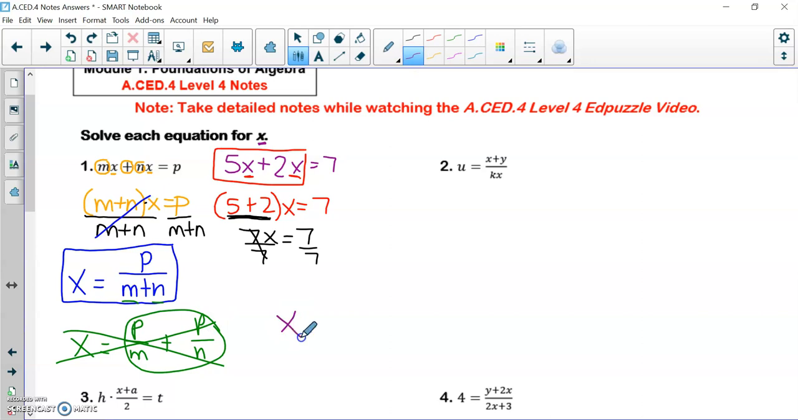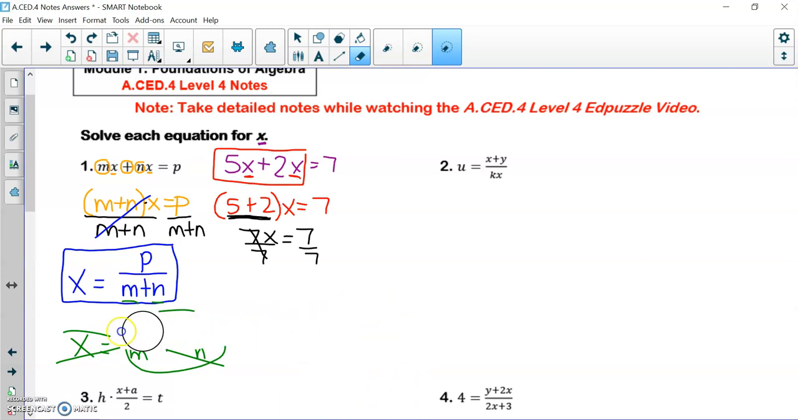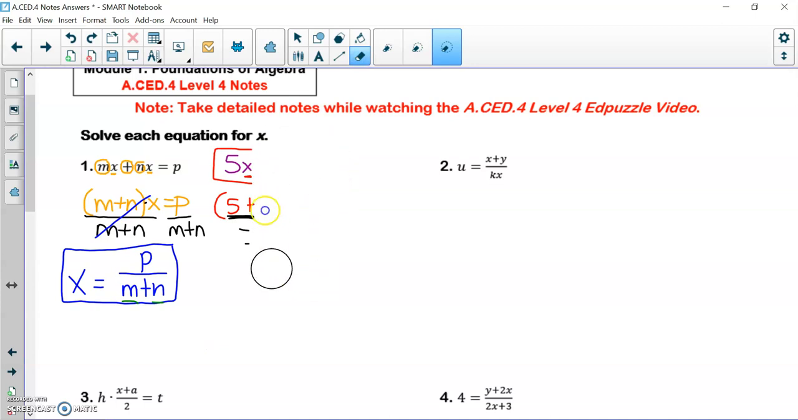But if you did have x is equal to m plus n over p, if you have multiple terms in your numerator, you can split it up into two fractions. So I wanted to make sure that I clarified that, that if you have multiple terms in the denominator, you cannot split it up into two fractions, but multiple terms in the numerator, you can split your answer up. So you absolutely must leave your answer as p divided by m plus n. And that's no different from what we just did in the 5x plus 2x equals 7. It's the same exact process here.